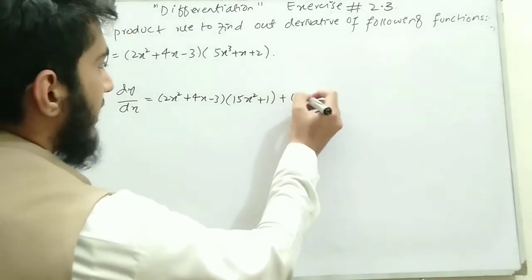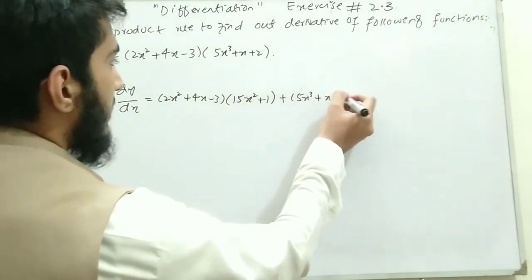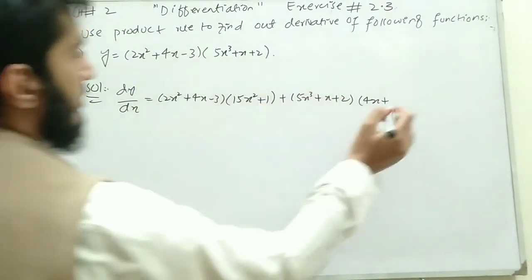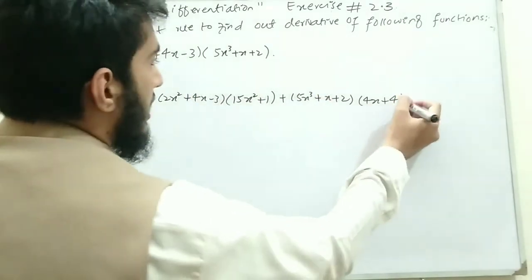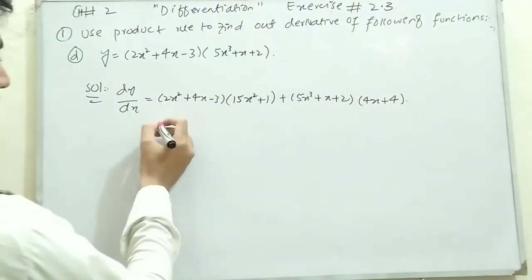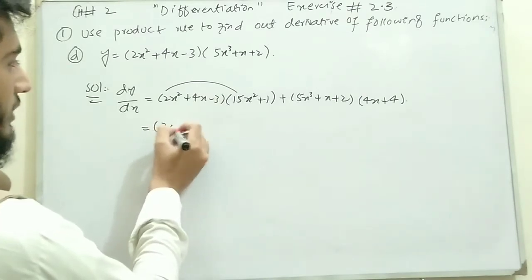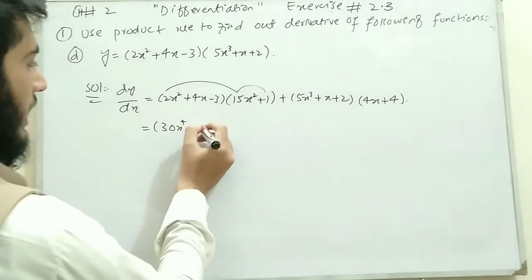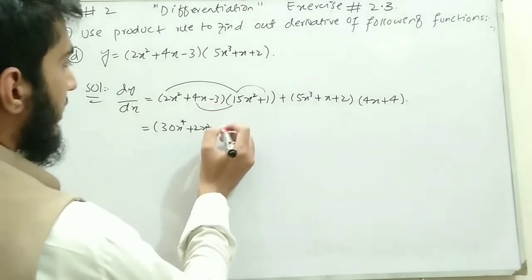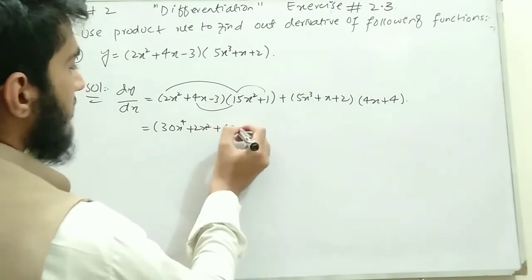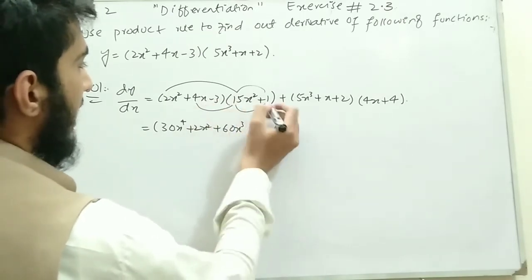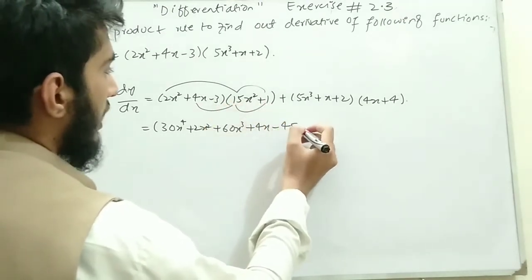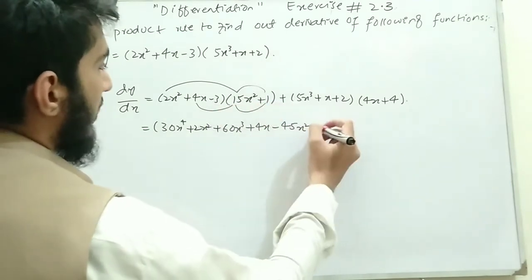Plus the second function 5x^3 + x + 2, and the derivative of the first function will become 4x plus the derivative of 4x, which is 4, and the derivative of 3 is 0. Now by simplification, 2 times 15 gives us 30x^4, and then multiplying the same 2x² with 1 gives us 2x². Now 4 times 15 gives us 60x^3, and 4x times 1 gives us 4x. And 3 times 15 gives us minus 45x², and minus 3 times 1 gives us minus 3.